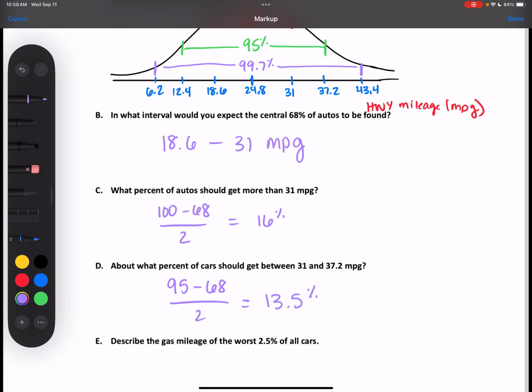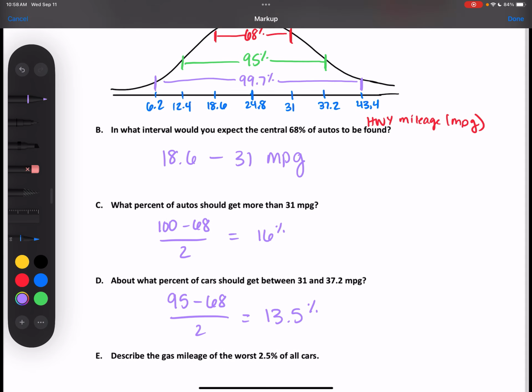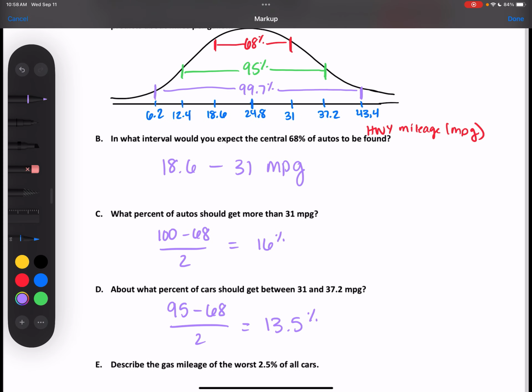I'm a little confused. Why did we use 100 for C, but we only used up to 95 on D? Because of what the question asked for. This one said, what percent should get more than 31 miles per gallon, which is all the way up to 100 miles per gallon or whatever. This one says between 31 and 37.2, and 37.2 is at 2 standard deviations, so it's 95. Okay.